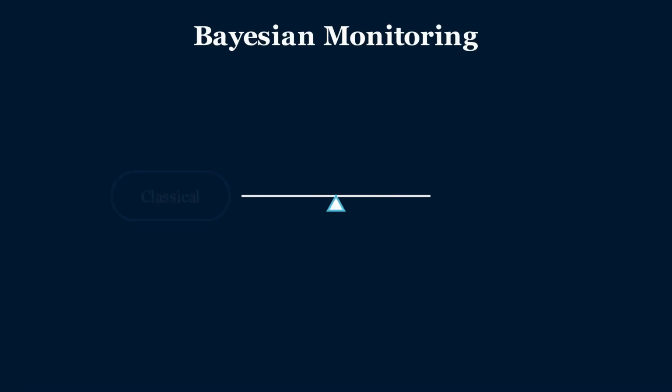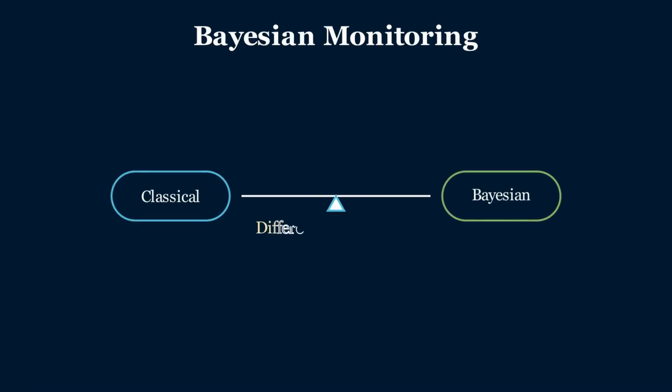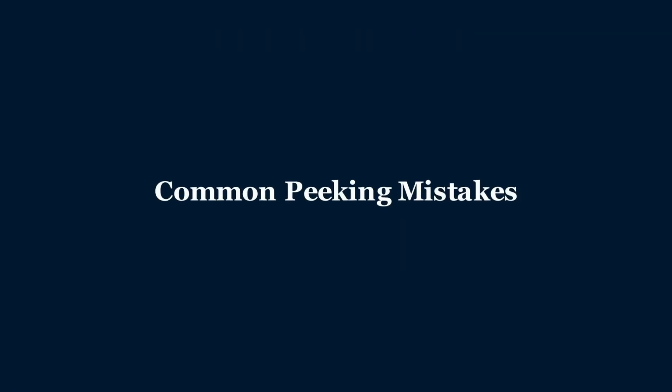However, Bayesian methods require different assumptions, different interpretation, and different decision rules. Neither approach is universally superior. They simply answer different statistical questions. That is why many modern experimentation platforms now offer both classical and Bayesian approaches. Whether you use classical methods or Bayesian methods, most peeking problems don't happen because the mathematics is wrong. They happen because people make predictable mistakes.